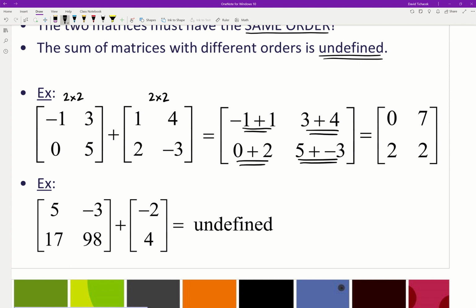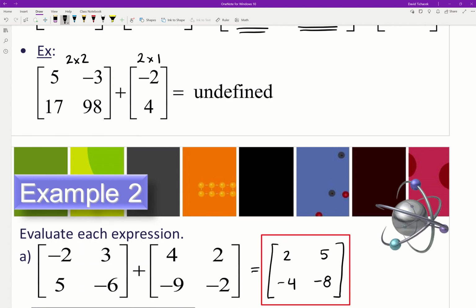The next example down, again, the reason that we're not able to add these is because they don't have the same dimensions. So while this first matrix is a 2 by 2, this next matrix here is a 2 by 1, and so we cannot correspond or match up entries, and so we are not able to add these together. So our conclusion would just simply be that this is going to be an undefined sum of matrices.